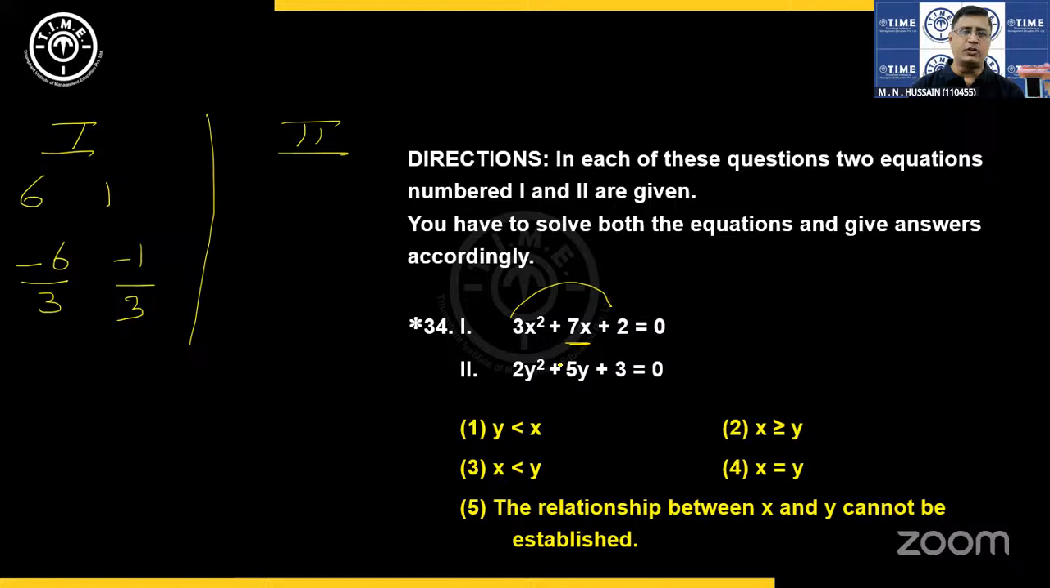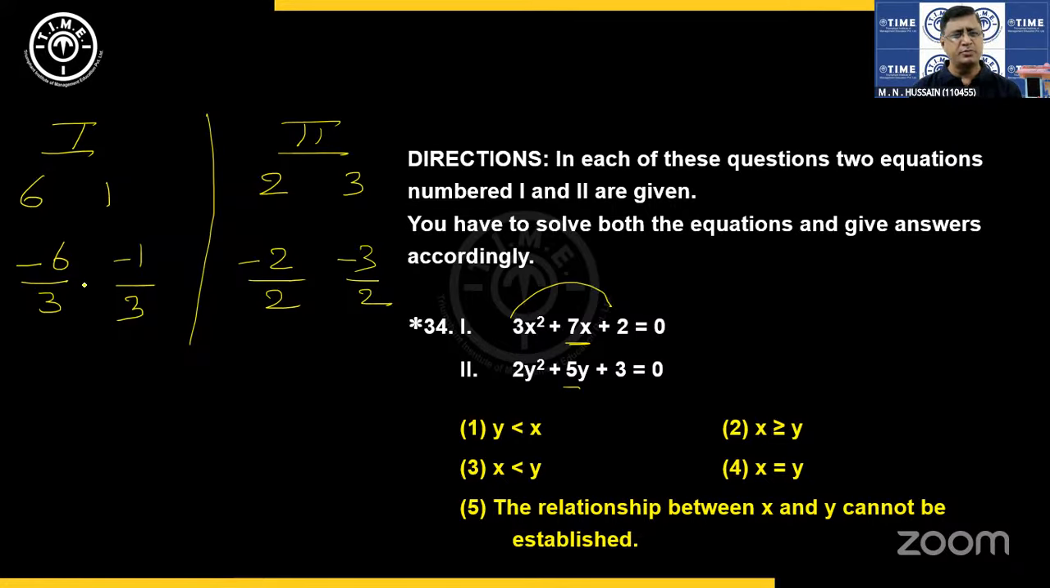Now what about the second equation? 2 into 3, that is a 6. So 6. And what is the middle term? 5. So what are the factors here? 2 into 3, that is a 6. 2 plus 3, that is a 5. What about the roots? Minus 2, minus 3 by coefficient of y square, that is 2.